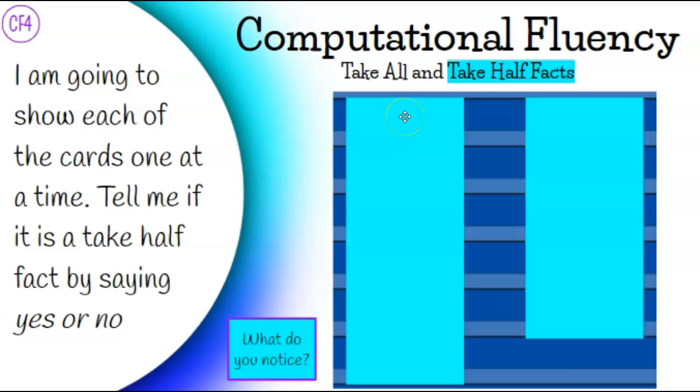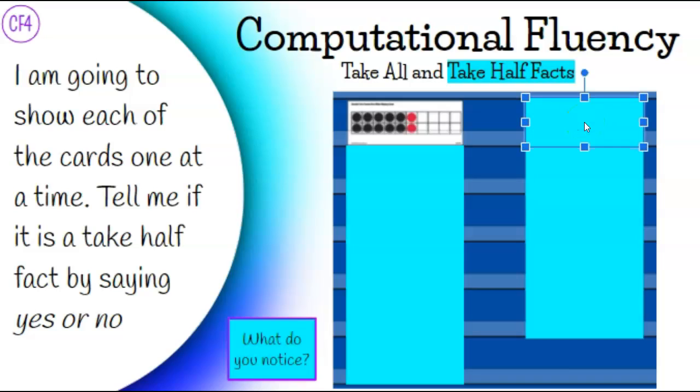All right, if you can't see the screen very well, remember you can always press present if you haven't done that yet to make the screen big, or the little rectangle in the corner. All right, here we go. Remember, you're going to say yes if it's a take half fact, no if it's not. What do you think? Yes or no? Okay, you should have said yes.